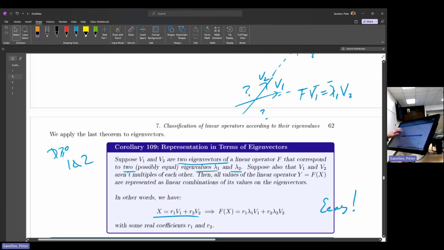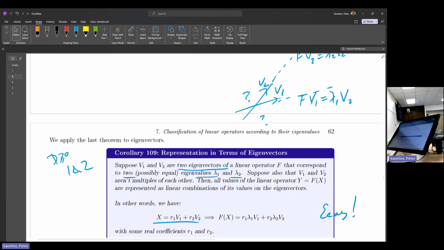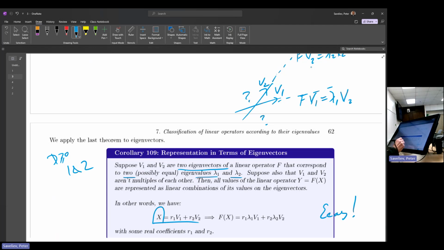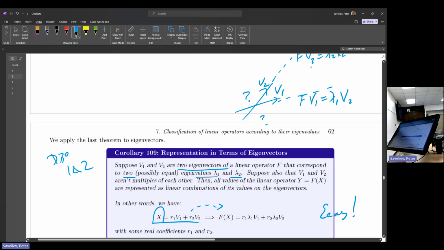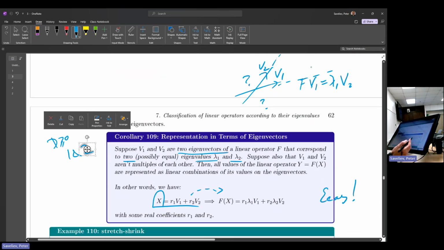Look at the picture: every vector on the plane can be expressed as a linear combination of v1, v2. Because they are distinct and not multiples of each other, because of the lack of redundancy, their linear combinations cover the whole plane. So every vector x can be expressed as r1 v1 plus r2 v2, and then we simply apply the linear operator to the vector x and look at what happens. Because of linearity, we are able to factor it out.